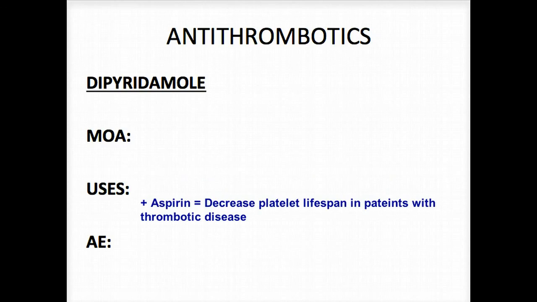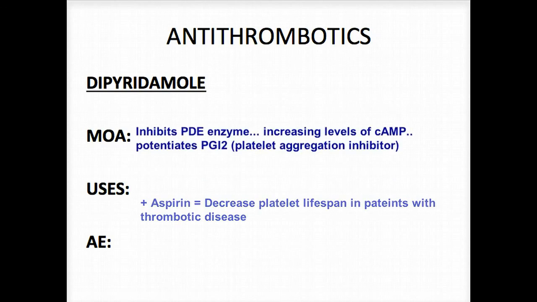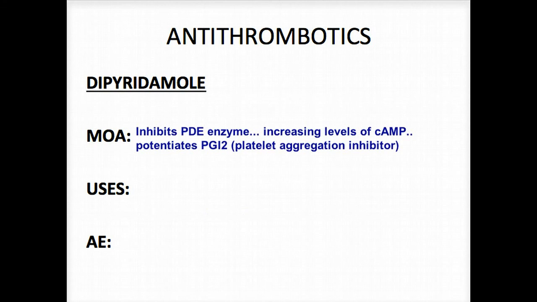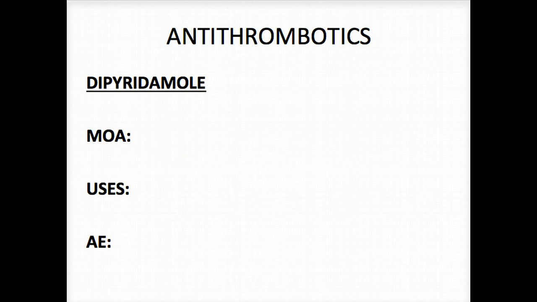Now, how does dipyridamole work? It inhibits the phosphodiesterase enzyme. This is subsequently going to lead to an increased level of cyclic AMP. This in turn potentiates PGI2, which is a platelet aggregation inhibitor. Okay, so you can see how that's going to work. It also works to increase the levels of adenosine. This is an effective compound because it's going to dilate the vessels of the heart, most importantly the coronary artery.